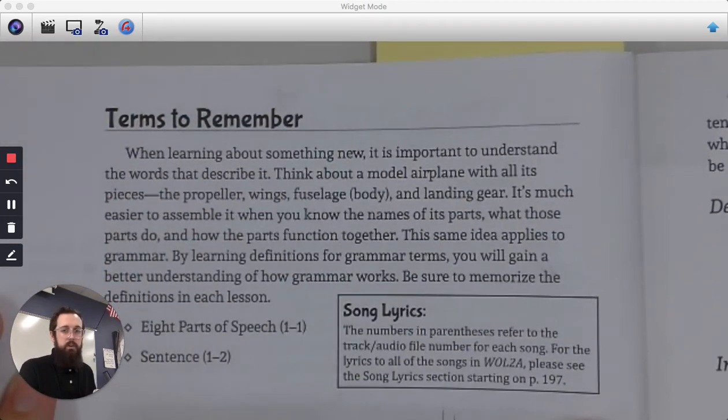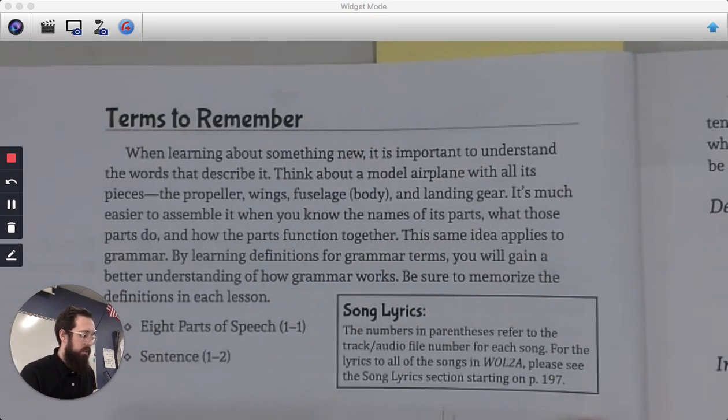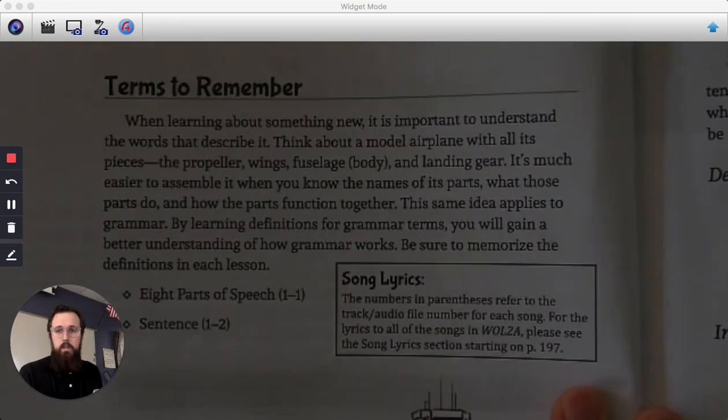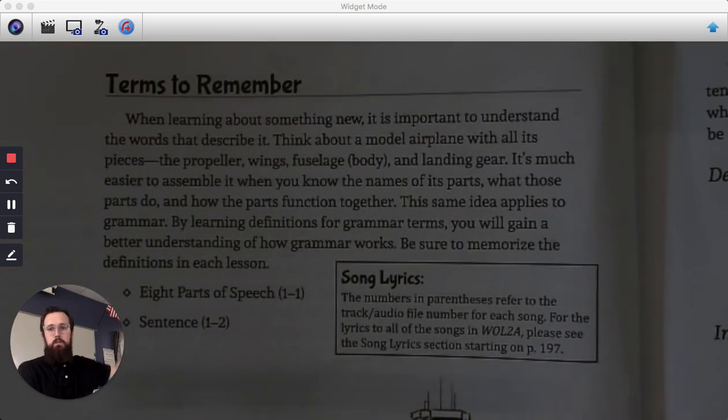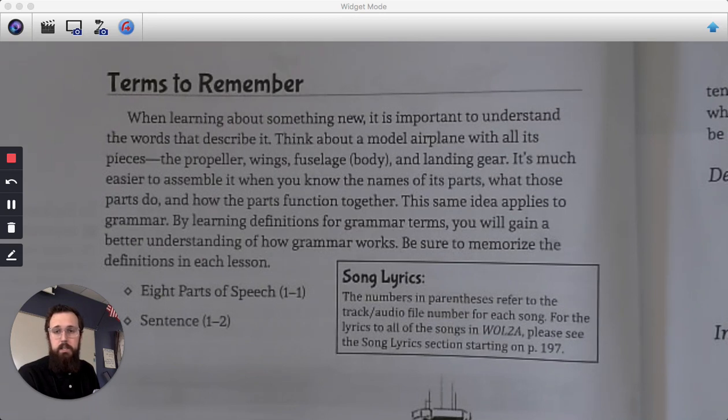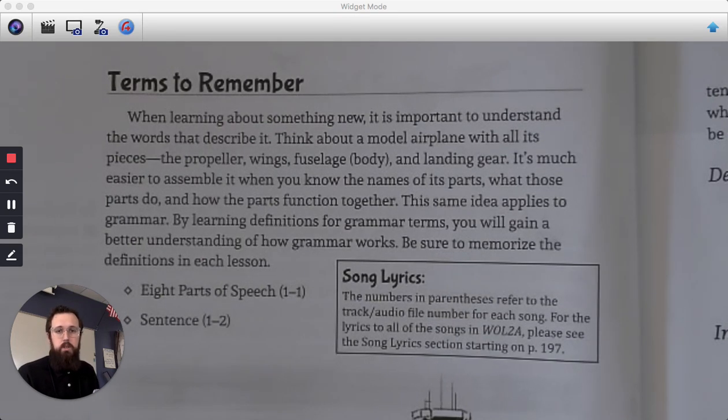Some terms to remember. When learning about something new, it is important to understand the words that describe it. Think about a model airplane with all its pieces: the propeller, wings, fuselage, which is the body, and landing gear. It's much easier to assemble it when you know the names of its parts, what those parts do, and how those parts function together. This same idea applies to grammar. By learning definitions for grammar terms, you will gain a better understanding of how grammar works.